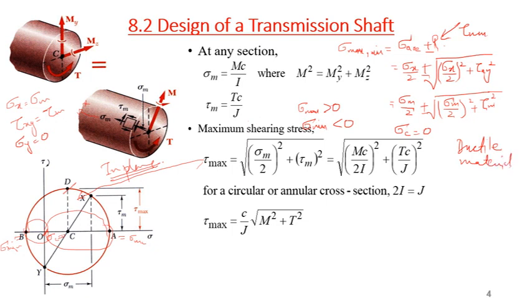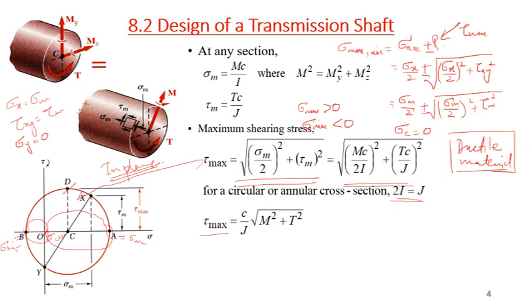So for ductile material, the criterion for failure is shear. There is another criterion, which we are not discussing in this course, but usually we consider the maximum shear stress tau max for ductile material. Putting the value, that is equal to the radius, sqrt((sigma m by 2) squared plus tau m squared). If you put the values of sigma m and tau m, and we also know that J is equal to 2 times I, and we simplify it, it becomes tau max = (C by J) under root (m squared plus T squared).